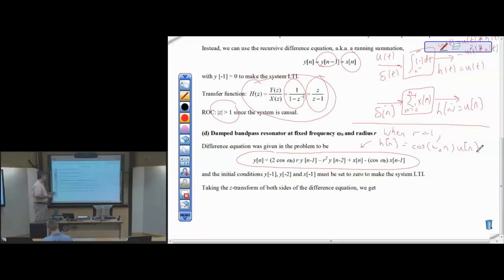And I asked you more generally, for this problem, let R be between 0 and 1, but not including 0 or 1. But when R is 1, we get the cosine as the impulse response. This is a way to generate a cosine when R is 1. This is lab 2 for next week. If you look at this, we have 3 initial conditions. They need to be 0 for our system properties.